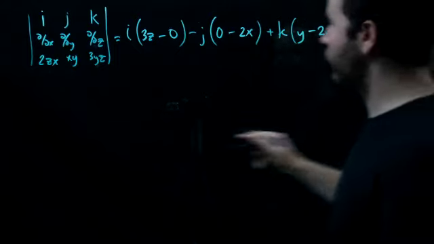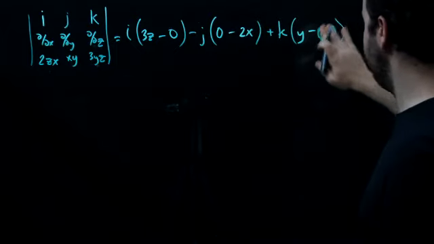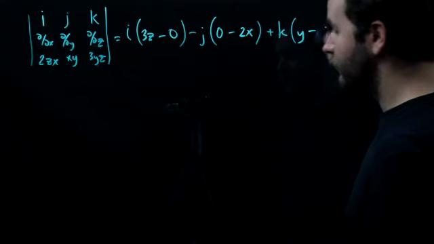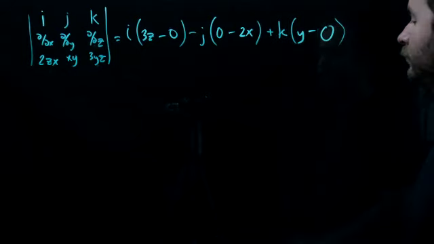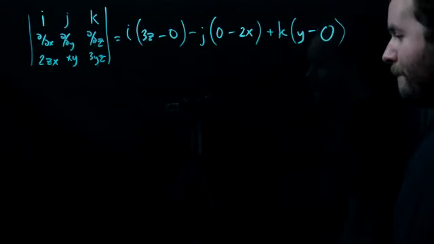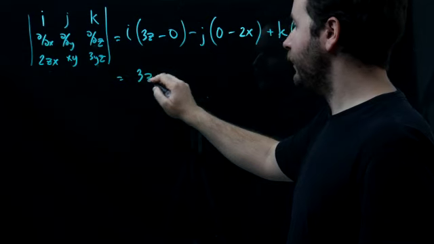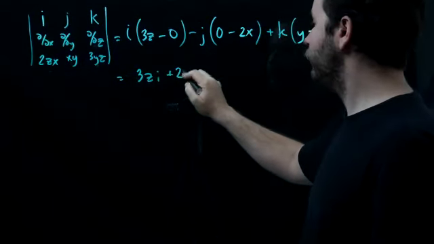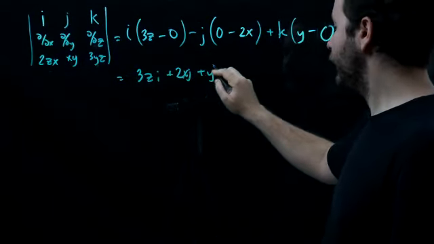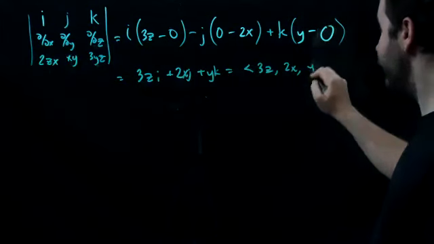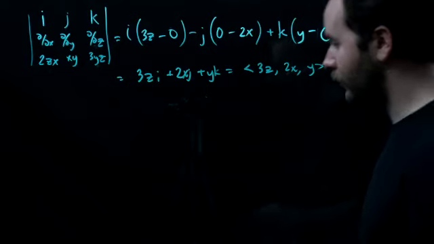Wait, no, I'm sorry, partial y of 2zx, that would just be 0. 0. Good. Is that our answer? So you could say either 3zi plus 2xj plus yk, or you can put it in vector angle bracket notation like this, which is what I tend to like to do, but either one is your curl.